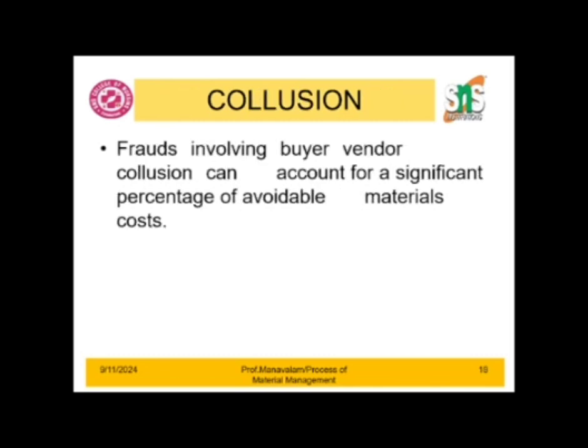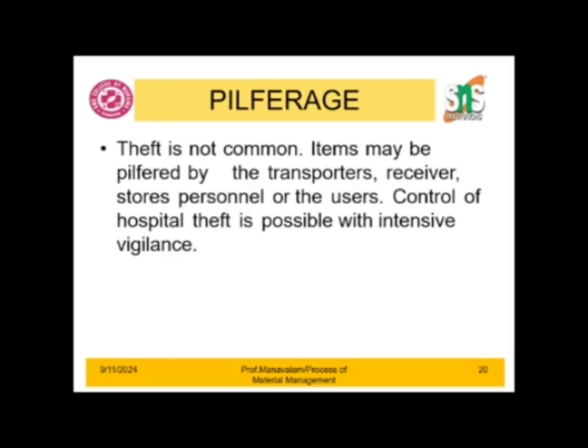Next, collusion. Collusion is nothing but the fraud involving the buyer and the vendor. Some personnel get involved between the two of them, that is called brokerage commission. They will get it for doing this process. So this process should be avoided. That is very much essential in order to secure a certain percentage of material cost.